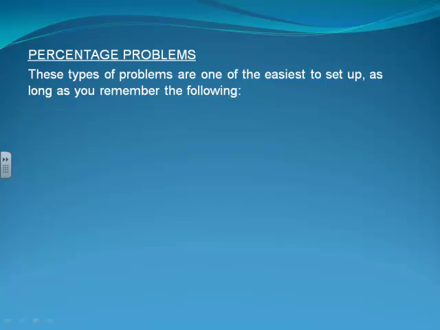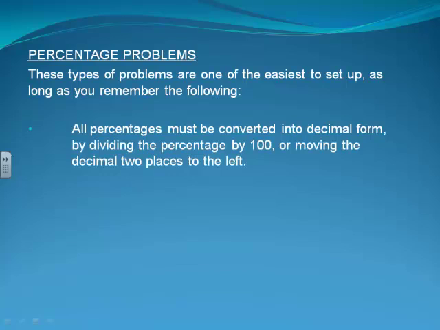All right, so we're going to move on to percentage problems then. These types of problems are one of the easiest to set up as long as you remember the following, and this is important. All percentages must be converted to decimal form by dividing the percentage by 100 or by moving the decimal 2 places to the left. And if you test that out, if you take any number and you divide it by 100, that'll move your decimal point 2 places to the left.